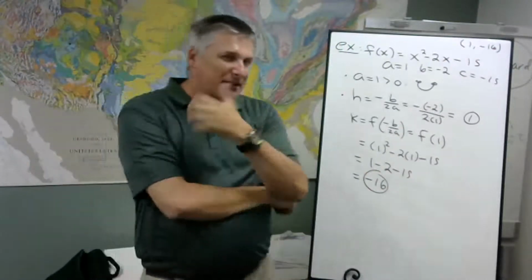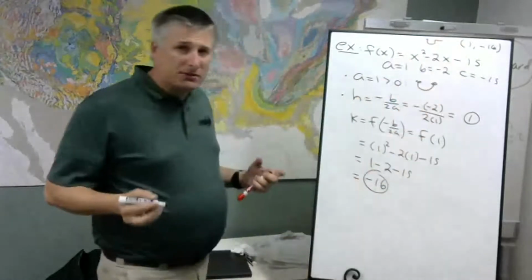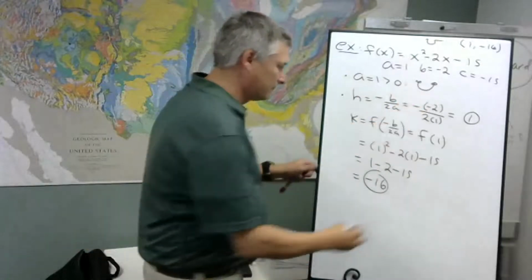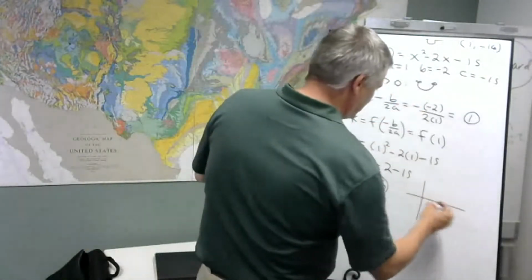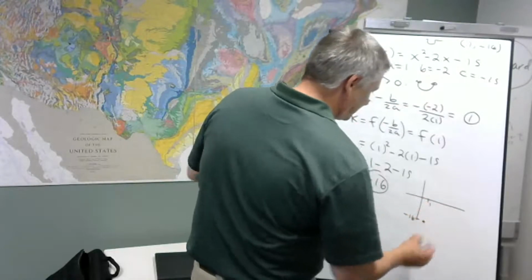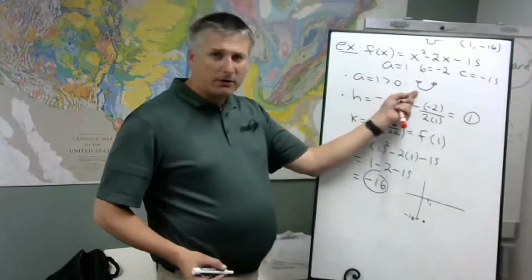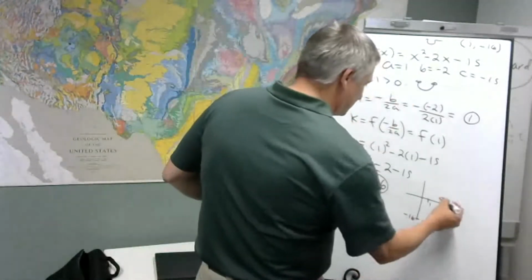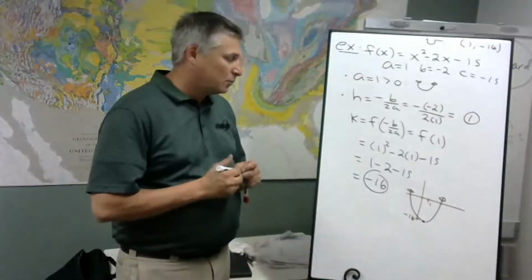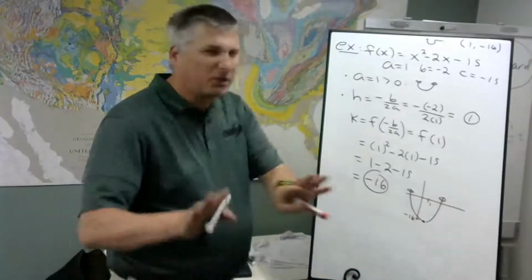Now, you can kind of look ahead here. Using this information, this was upward, and the vertex is, this is 1, this is negative 16, but the vertex is down here, because that's where it's going to be. And this is upward. It's going to have to cross the x-axis twice. So we can expect to have 2 x-intercepts. So we're just looking ahead.